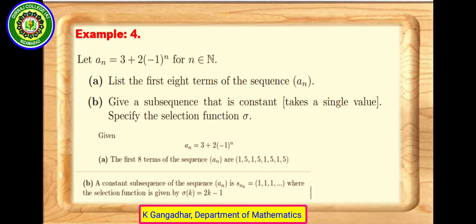So now the next problem. an equal to 3 plus 2 times (-1)^n for n belongs to N. First list the first 8 terms of the sequence. Give a subsequence that is constant, taking a single value. The definition of the subsequence should also be written here.